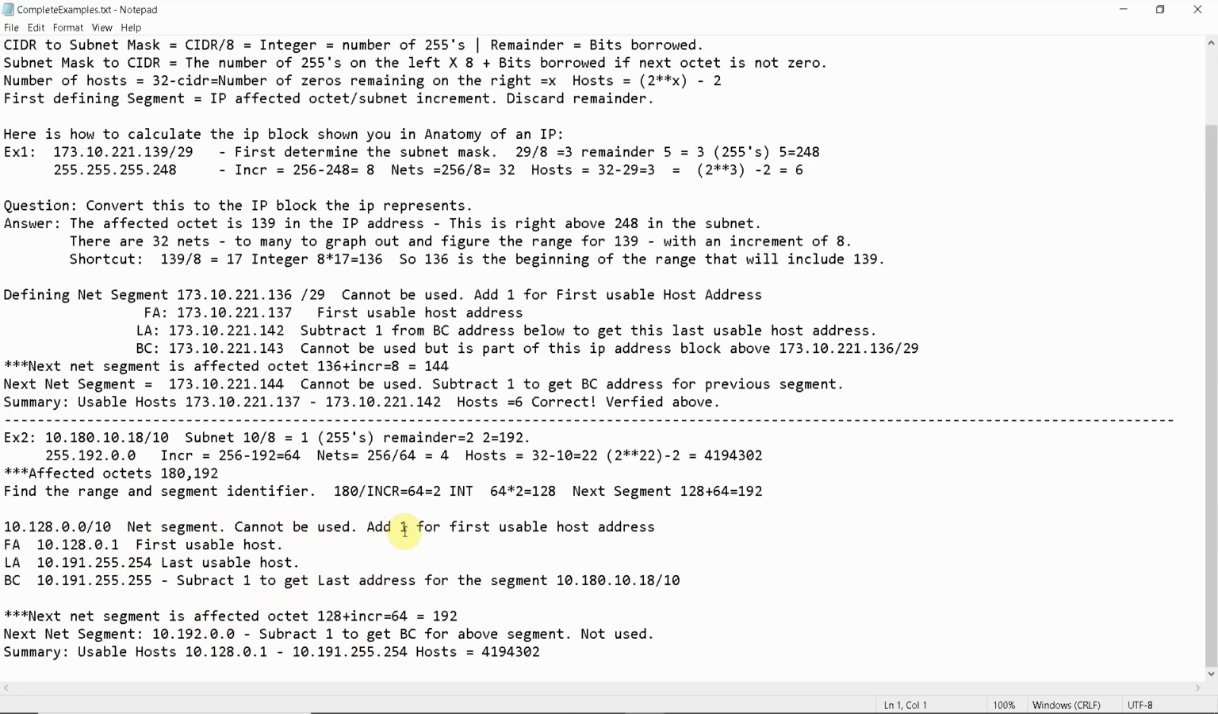And then we add 1 for the first usable host address. Like I said, 10.128.0.0, we add 1 to that, we get 1. So here we go. This just shows the next, like I just said, 128 plus 64 is 192. It gives you that, and you back up 2 to get the segment that you're really using. So our usable hosts are 10.128.0.1 through 10.191.255.254, and that gives us our hosts.